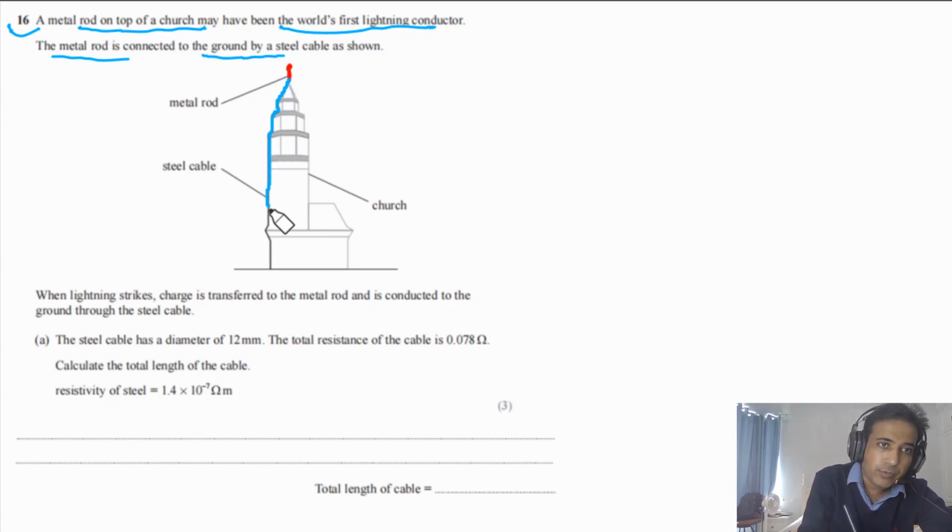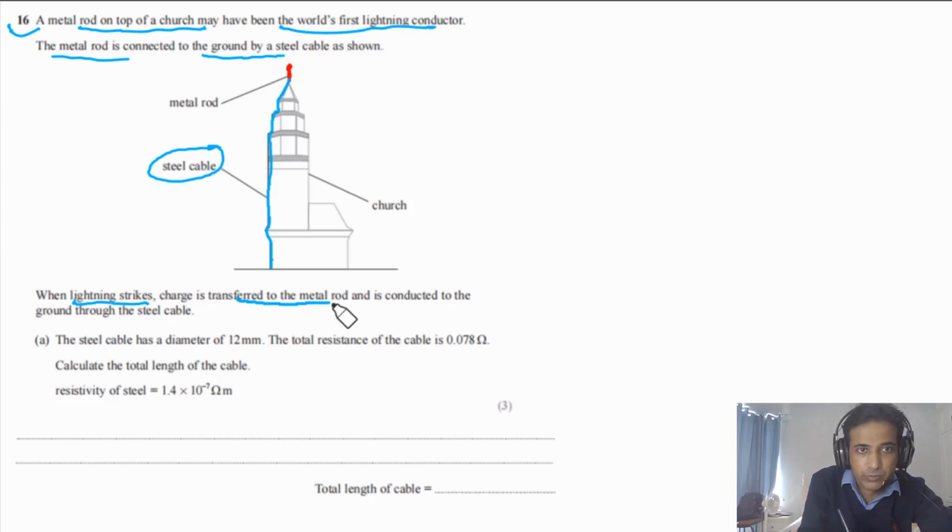So it's very important to see and read the question carefully. So this one is the steel cable. When lightning strikes, charge is transferred to the metal rod and is conducted to the ground through the steel cable.